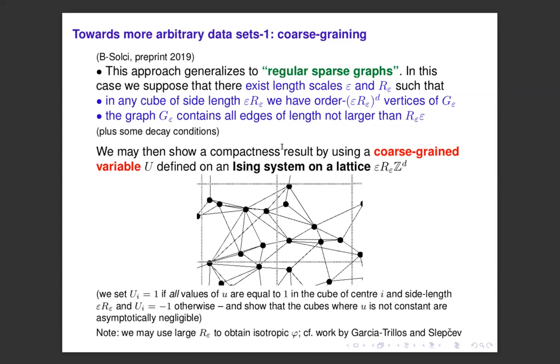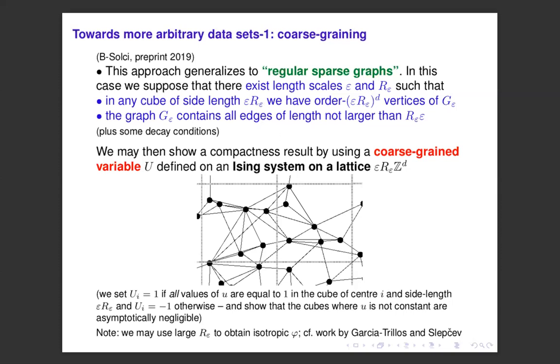These scales must be such that when you compute, say, the number of points in an average square of side length epsilon R epsilon, this behaves of the order of epsilon R epsilon to the d. So that is the type of density that you expect, and still you have some interaction between neighboring cubes. So essentially the interaction behaves like epsilon to the R epsilon.